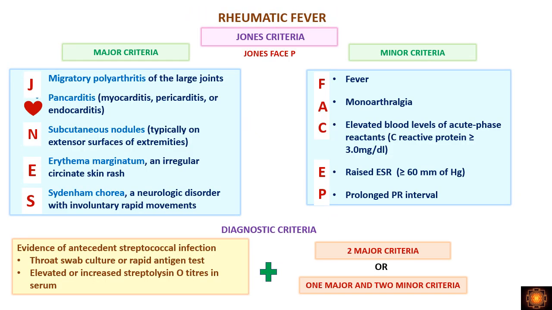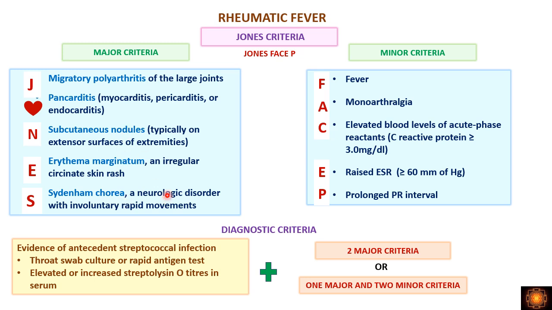Now for the diagnosis of rheumatic fever, Jones criteria has been given. In the Jones criteria, we have a major criteria and the minor criteria. The major criteria are migratory polyarthritis of the large joints, pancarditis, subcutaneous nodules, erythema marginatum, and Sydenham's chorea. To remember, just remember the Jones only. J is for joints. O, instead of that, you remember the heart, that's pancarditis. N is for nodules, subcutaneous nodules. E is for erythema marginatum, and S is Sydenham's chorea.